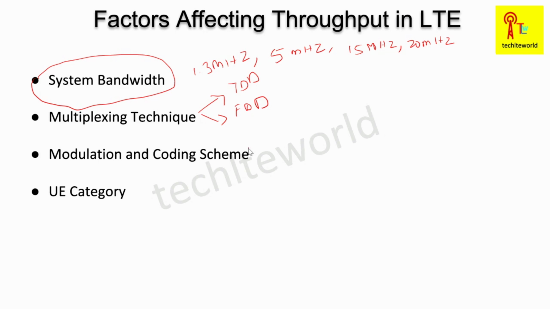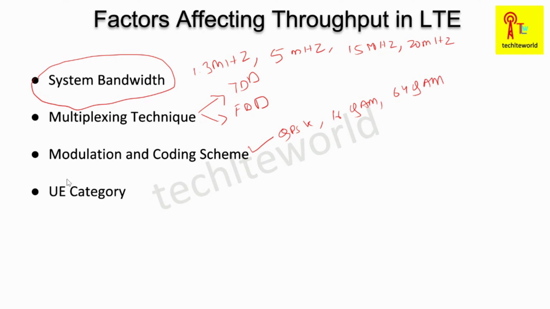The third factor which affects the throughput in LTE is the modulation and coding scheme. As we know, there are certain modulation schemes which LTE can support, like QPSK, 16 QAM, as well as 64 QAM, and each modulation scheme has a different number of bits per symbol which can be transmitted, right? Along with that, there is also the coding scheme. The coding scheme is nothing but the error correction scheme, right? And it affects the efficiency of the particular modulation scheme. This factor also affects the throughput in LTE.